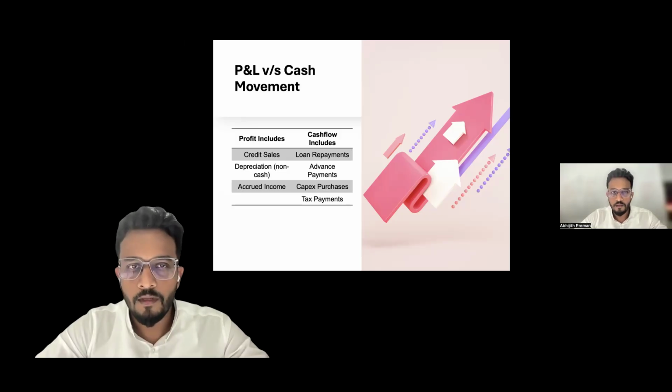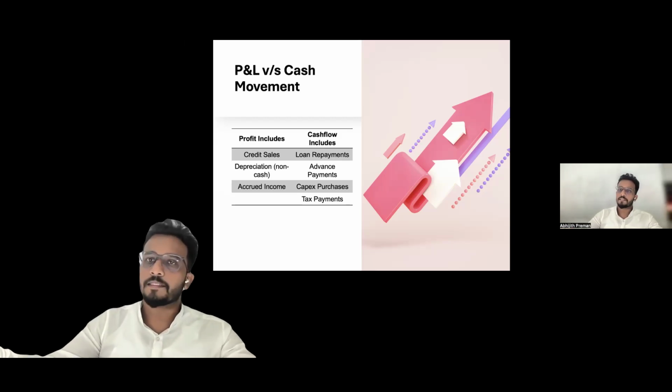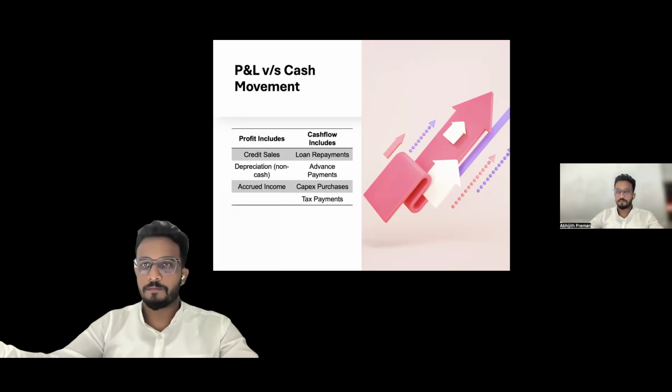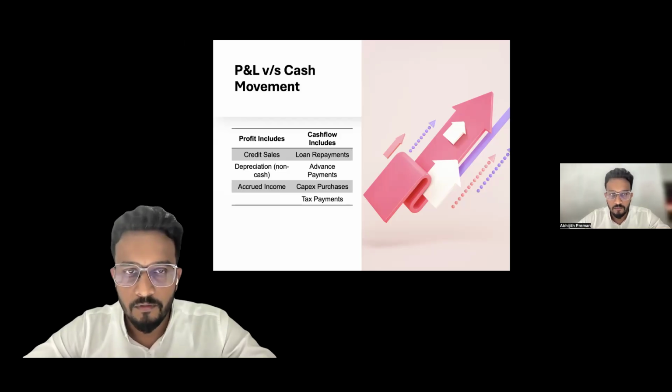Okay. Then capex purchase, like we told earlier, the kind of asset purchase, like you're building a building, or you're constructing or buying machinery, or maybe you are buying some furniture. All these are capex purchases. These elements also are not part of your cash flow.